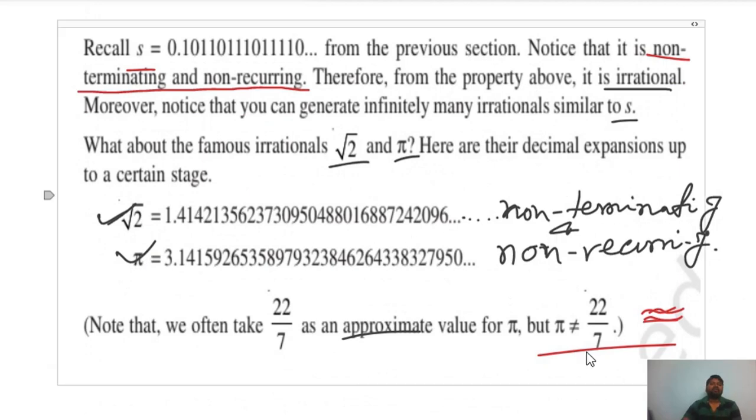Pi is not equal to 22 by 7. This is a near-about, approximate value, but the actual value of pi is 3.14159265358979323 and so on, continuing.